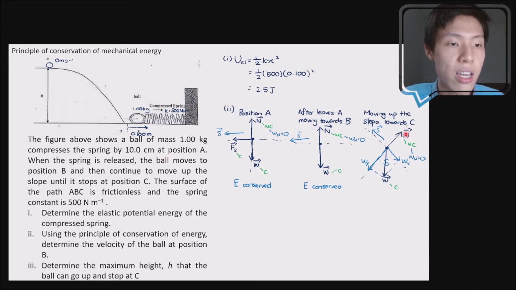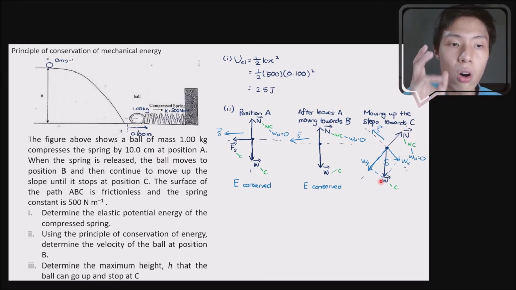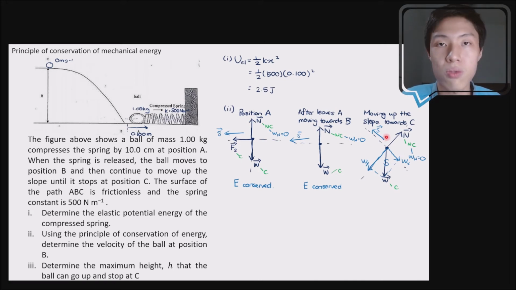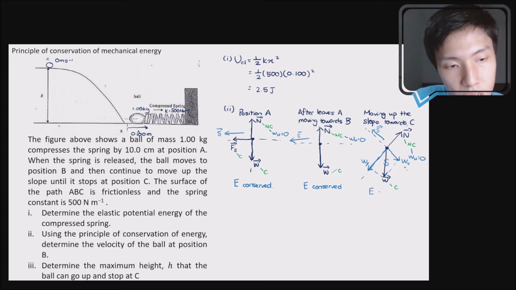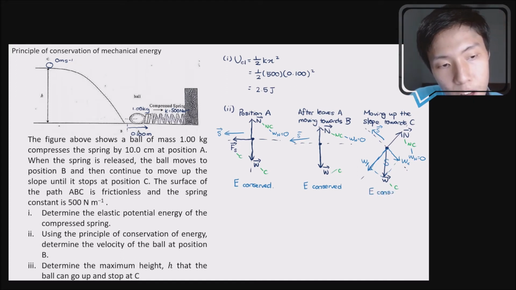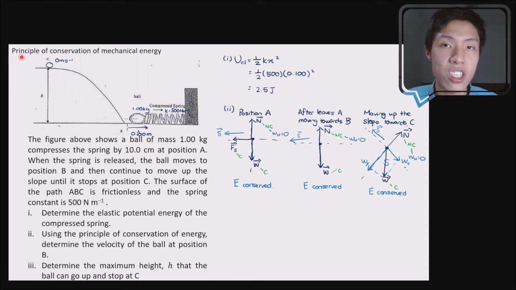In this case, the only non-conservative force, which is the normal force, is not doing any work. So in this case, all the work done is done by conservative force. Thus, we can say the mechanical energy is still conserved for this situation. And now we have proved that for the whole journey from point A to point C, the mechanical energy is conserved.